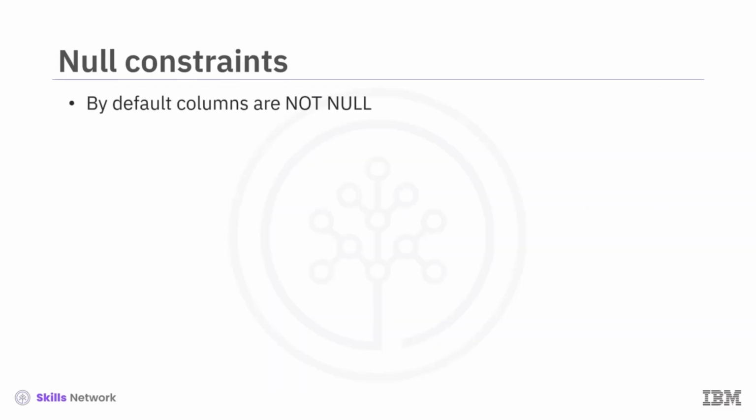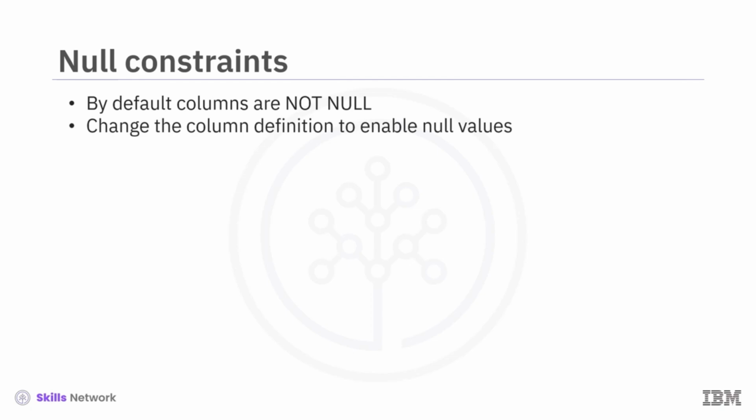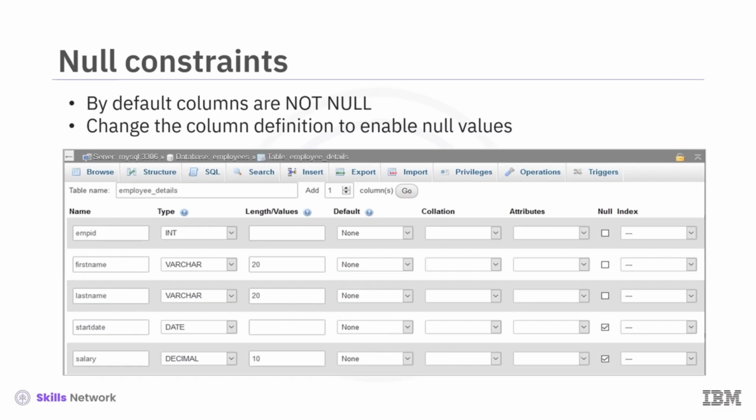By default, when you create a MySQL table in PHP-MyAdmin, the columns are defined as not null. You can change this either when you create the table or by changing the column definition. For example, to enable null values to be entered in the start date and salary columns, select the null checkbox. Leaving the input, first name, and last name null checkboxes blank ensures that those columns require data.